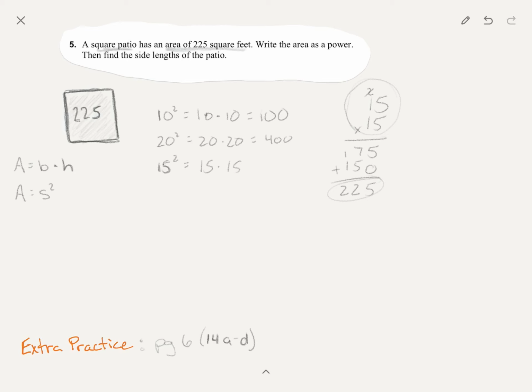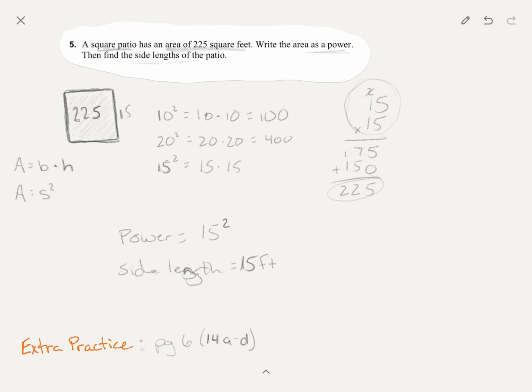So now I have my answer. I now need to write it two ways. Write the area as a power. So if I remember from my first problem, powers are exponents. So first one as a power, the power equals 15 to the second power, and then find the side length. The side length of this would equal 15 as well, because that's how much one side is. And in this case, it's going to be feet. And that's how you solve this.